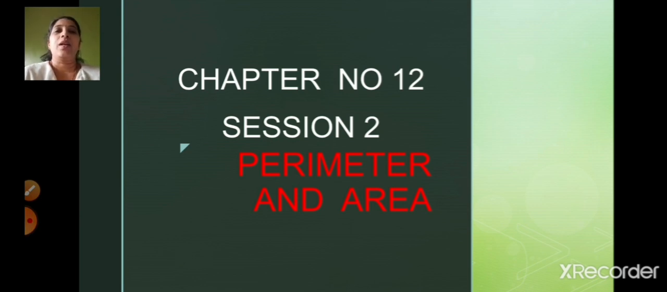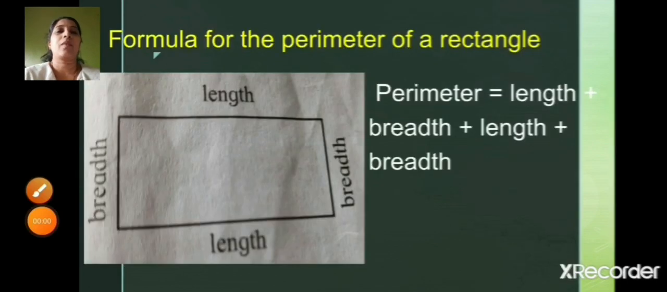So children, in the last session we had taken some figures and we found out the perimeter of that particular figure, may it be a rectangle, a square, a triangle or a pentagon. So different shapes we saw. What we used to do, whatever sides were there, we used to add all those sides. We used to take the sum of all the sides and find out the perimeter, right?